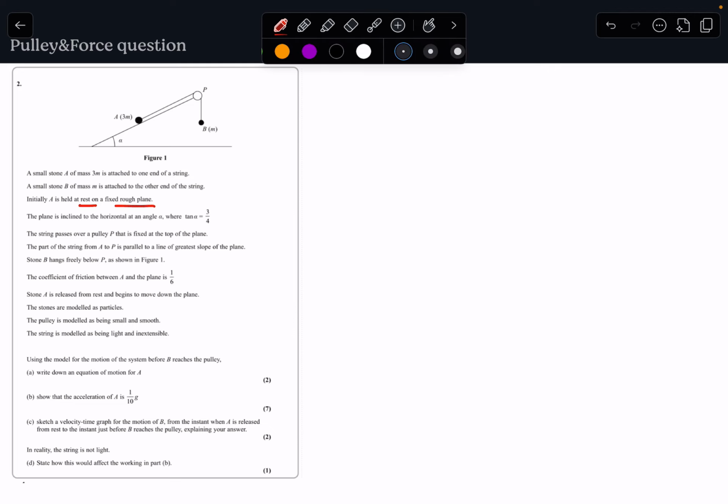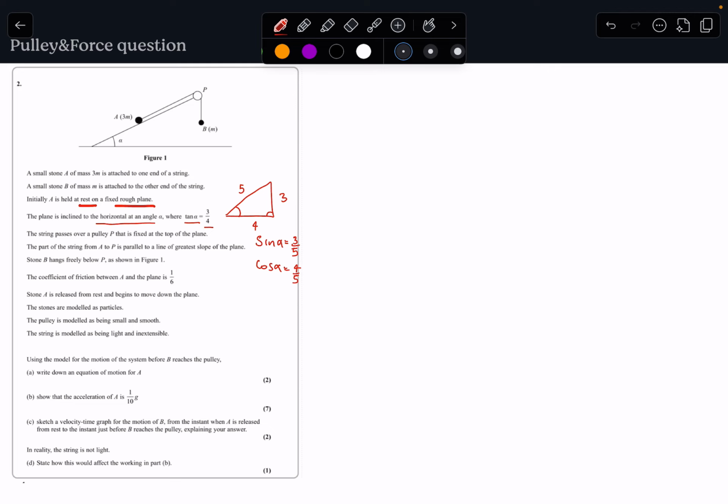So far so good. The plane is inclined to the horizontal at an angle where tan alpha is equal to 3 over 4. As soon as I see this, I'm going to draw my triangle. If this is my angle, tan is opposite over adjacent, so 3 is this side, 4 is my adjacent, which is this side here. And the hypotenuse in this case will be 5 if you use Pythagoras. I'm straight away able to say that sine alpha is going to be 3 over 5, and cos alpha is going to be 4 over 5. This is going to come in handy later on, so it's very important that I know how to calculate them.